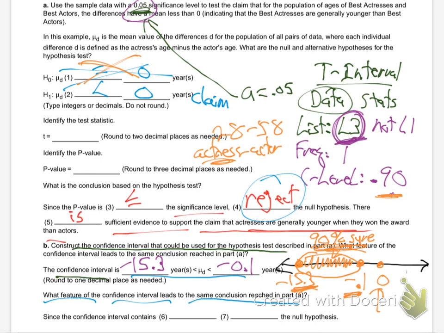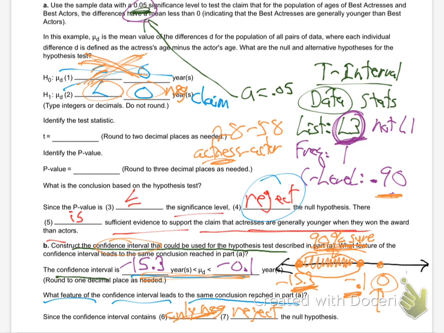Since the interval contains only negative numbers, we should reject the null, right? Because the null says equal 0. But no, 0 is not in that interval. So not equal to 0, only less than 0, only negative numbers. Same conclusion we got. So the confidence interval tells us only negative numbers, which gives us the same conclusion we got in part A, the hypothesis test. If you have only negative numbers, 0 is not in the interval, you should reject the equal 0 option.